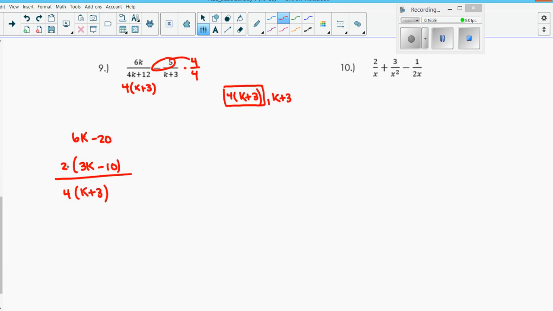Okay, I can see that these can be simplified. That cancels, and this becomes a 2. So my numerator is 3k minus 10 over 2 times k plus 3. And that becomes my simplified answer.